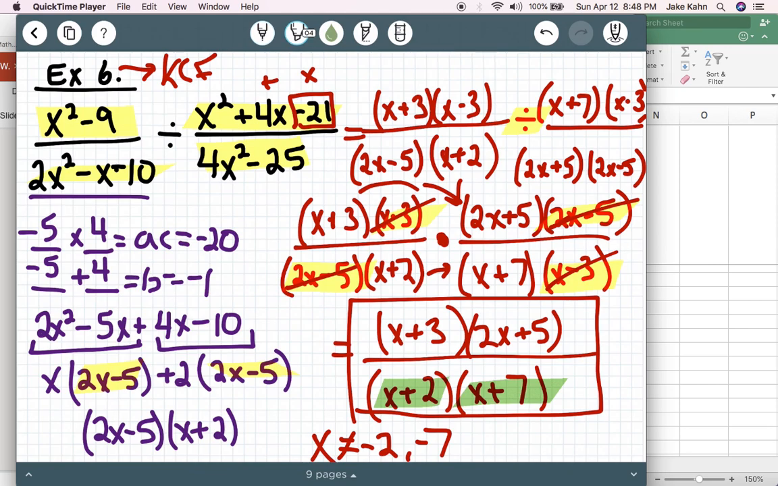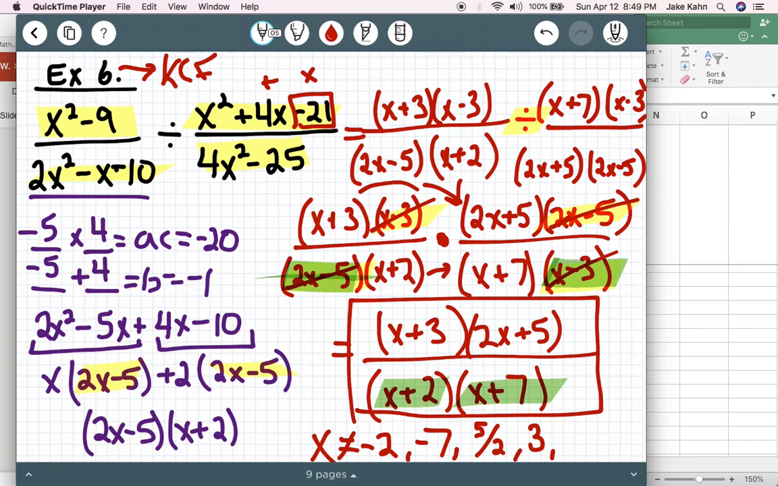Moving up to the previous step. 2x minus 5 can't be equal to 0. That means that x, if we set that equal to 0 and solve, cannot be equal to 5/2. x plus 2, we already covered it. x plus 7, we already covered it. Not the x minus 3, though. x minus 3 can't be equal to 0, so x cannot be equal to positive 3.